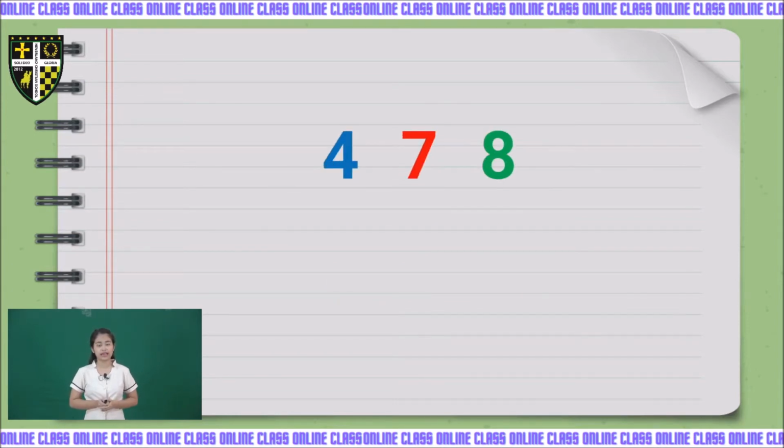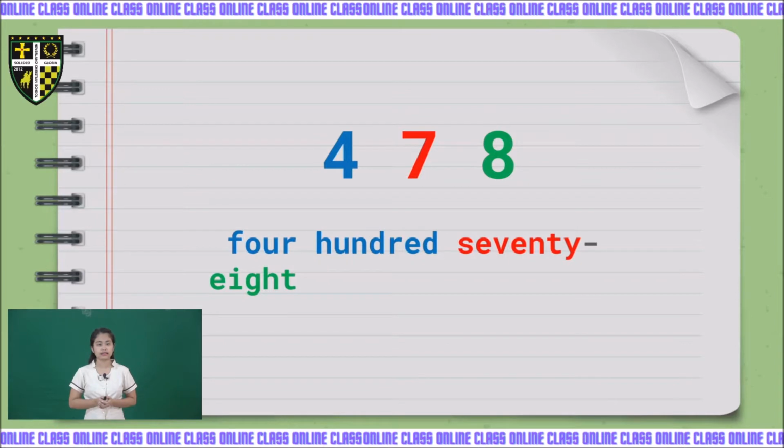So now, let's look at the next one. We have again 3 digits, which are the 4 digit, 7 digit, and 8 digit. If we combine them, we have the number 478, and we can read it as 478. We can write it in numbers by writing 4, 7, and 8. And in words, we can write 400, then 70, and 8.